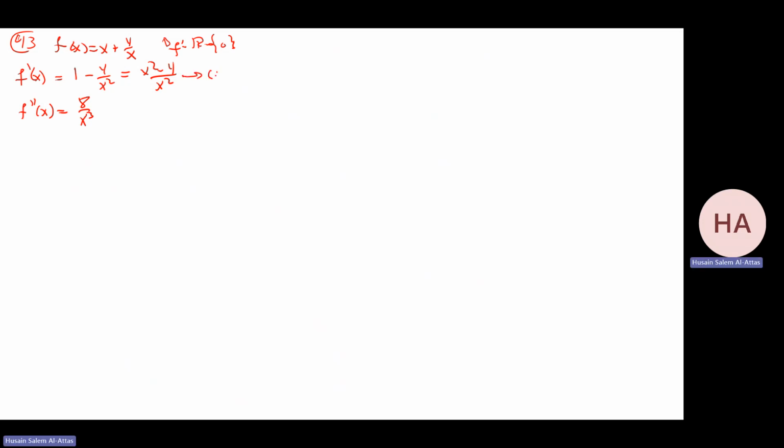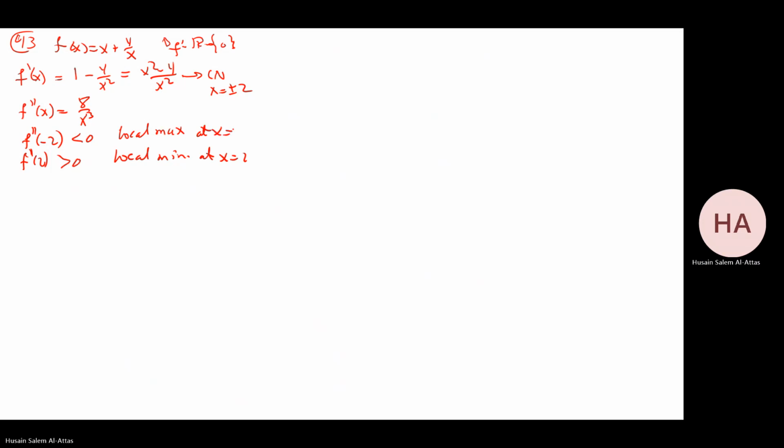From here, I have very clear critical numbers, x equals plus or minus 2. So I need to check f double prime at minus 2, which is negative, so I have a local max. F double prime at 2 is positive, so I have a local min. I can write at x equal minus 2.